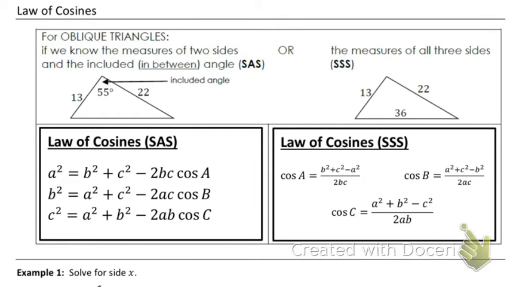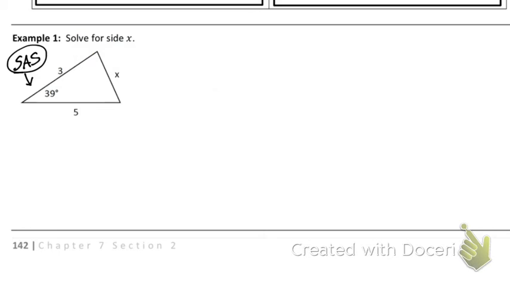Since it's side, angle, side, we're going to use the one on the left, which is a squared equals b squared plus c squared minus 2bc times cosine of A. So filling in that information, we get x squared equals the two sides I know squared, so that's 3 squared plus 5 squared, minus 2 times those same sides, 2 times 3 times 5, and finally times the cosine of the angle opposite the side I'm looking for, so that's 39 degrees. And yes, we would definitely need to pull out a calculator.